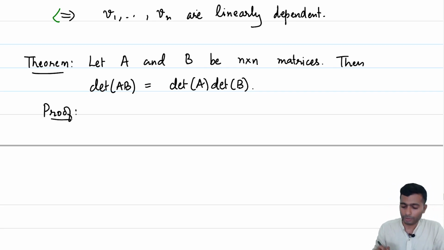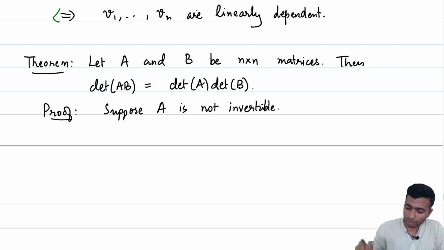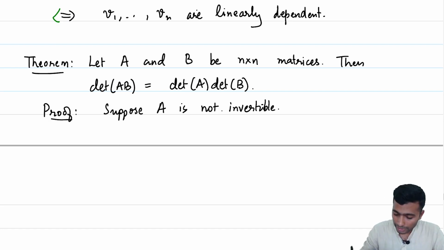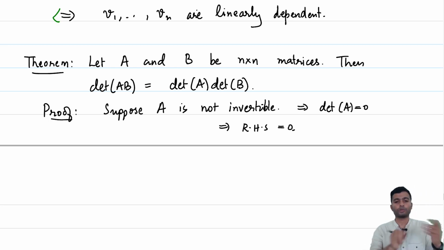We will divide the proof into cases. Suppose A is not invertible. When do we have that A is not invertible? This is if and only if LA is not an invertible linear transformation, isn't it? But we already know that A is not invertible implies that the determinant of A is equal to 0, which implies that the RHS is equal to 0. Now, let us prove that the LHS is also equal to 0.